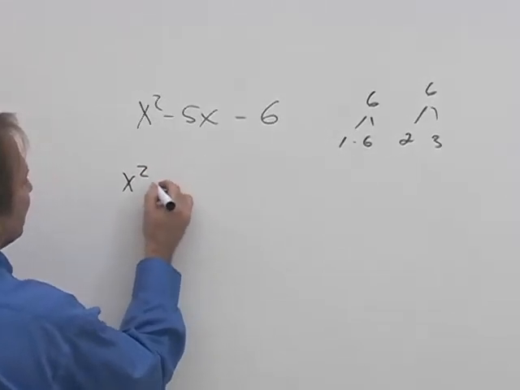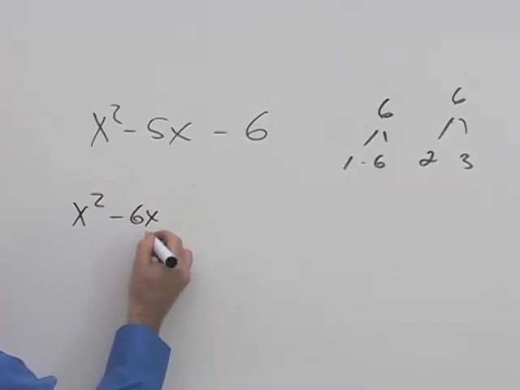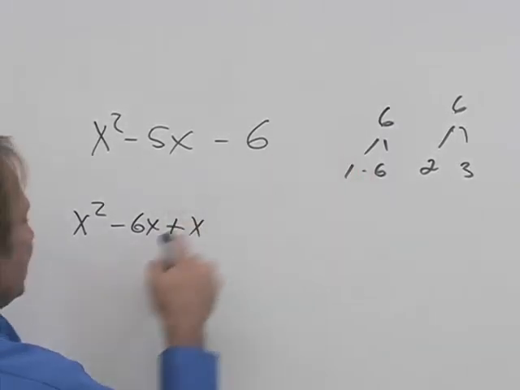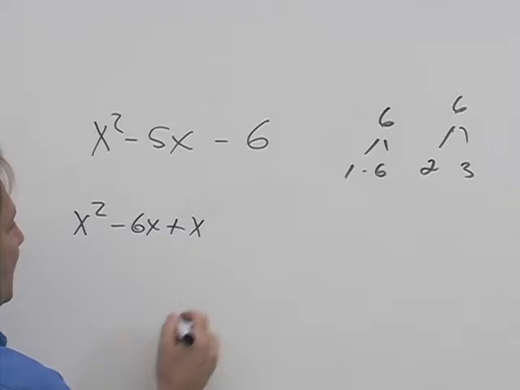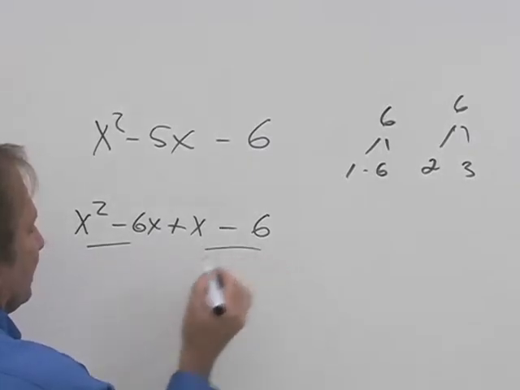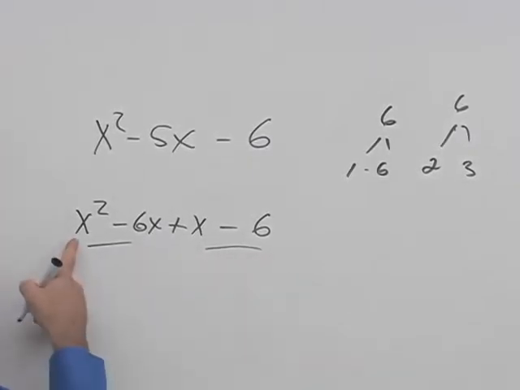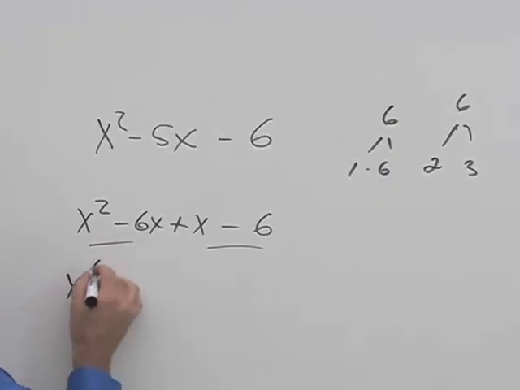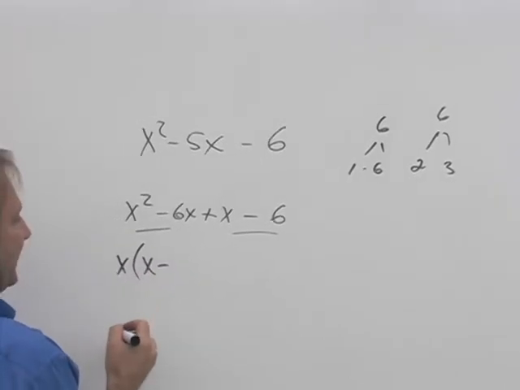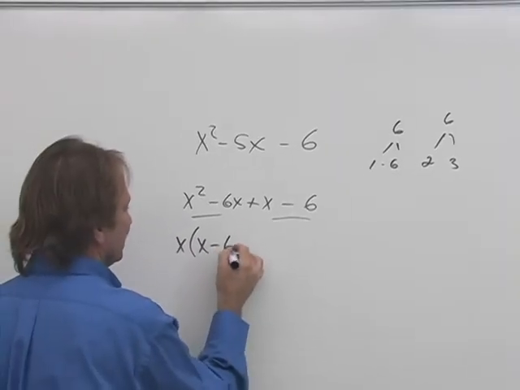x squared, and I need a negative 6x, and then I need to add a 1x. Those are my factors of 6 and 1. And then go ahead and subtract off the constant term. Now I'll factor by grouping something out of the first two, something out of the second two, and see where it leads. I can factor an x out of the first two. Factor an x out of an x squared, I get an x. Factor an x off of a 6x, and I get a 6.